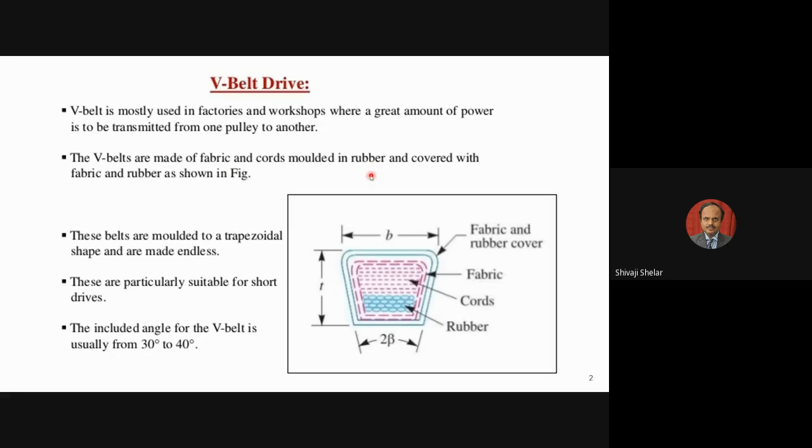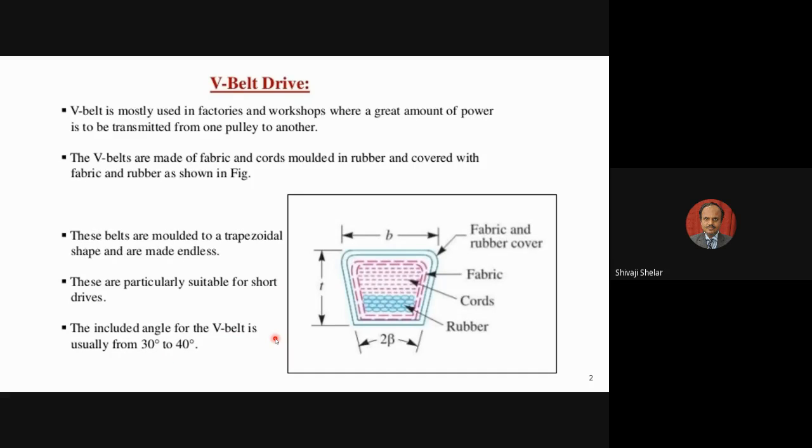The belt is made of molded rubber, and inside you will have fabric and cord. They are molded in trapezoidal shape, that is, a truncated V shape. These are particularly suitable for short drives. Short drive means the center distance between two shafts is lesser compared to the flat belt drive. It is not very short; if it is very short, then we go for a gearing arrangement rather than a belt arrangement. If the center distance is comparatively larger but lesser than the flat belt requirement, then we can go for the V belt.